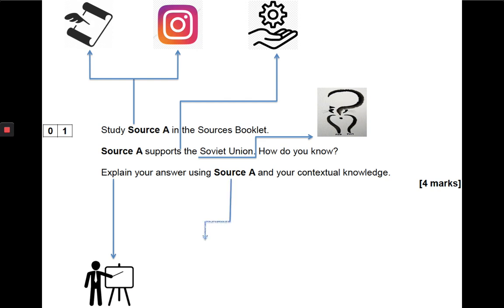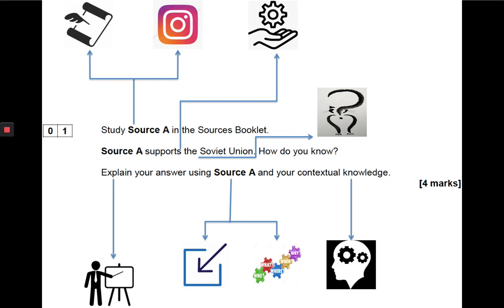And then we know that it's a source, so you'll be looking at two things in particular, the content of it and the provenance. And this is linked to your contextual knowledge, or your contextual knowledge proves your answer, basically. Finally, and I know this was first last time, but this time it's last, thinking about the number of marks, and that correlates to the amount of time, so it's about 6 minutes.